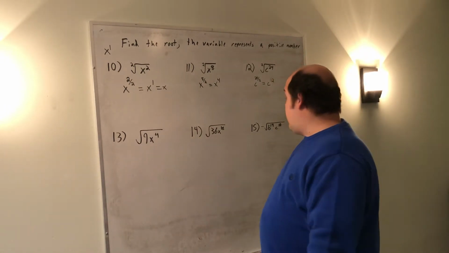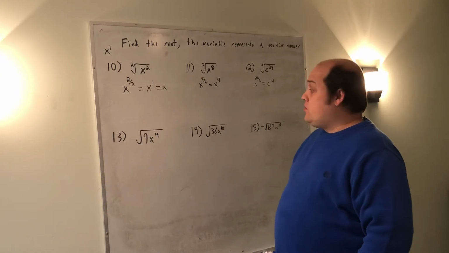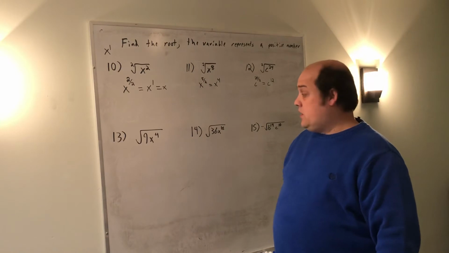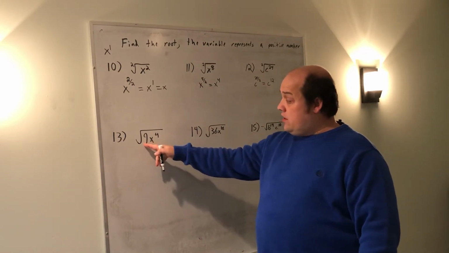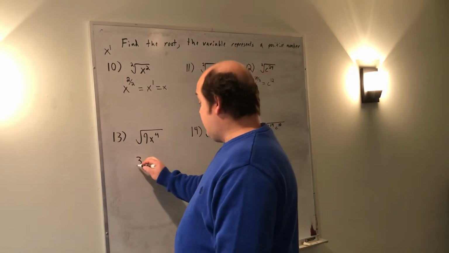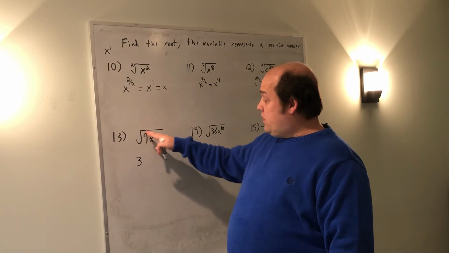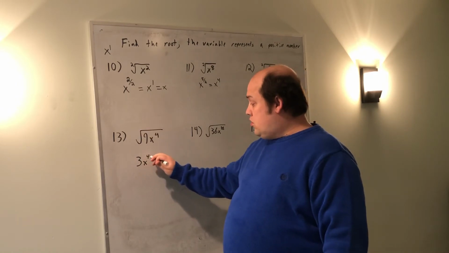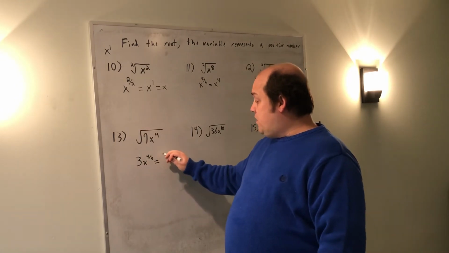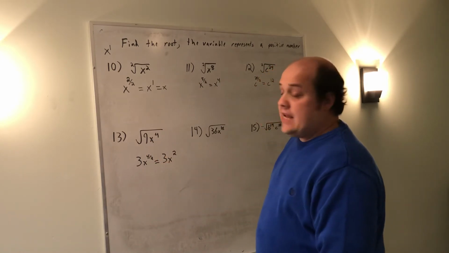When I look down at number 13, 14, and 15, these involve not only variables, but also whole numbers. So really I want to do in my calculator the root of 9, or if I know it off the top of my head, that would give me 3. Then separately I'm going to take the variable x to the 4th divided by 2. That leaves me with the 3 in front, and 4 divided by 2 is x to the 2nd.